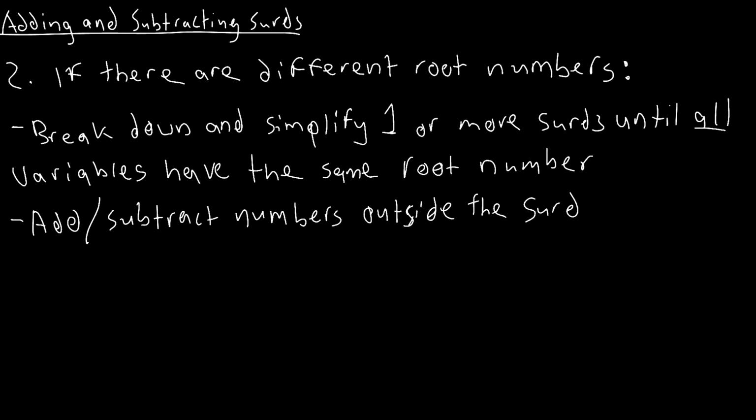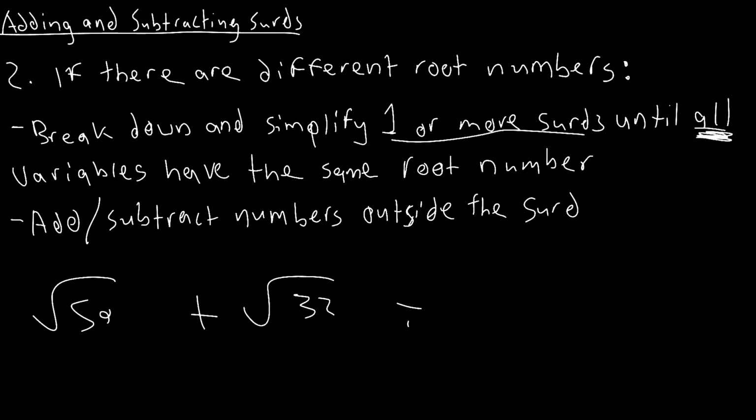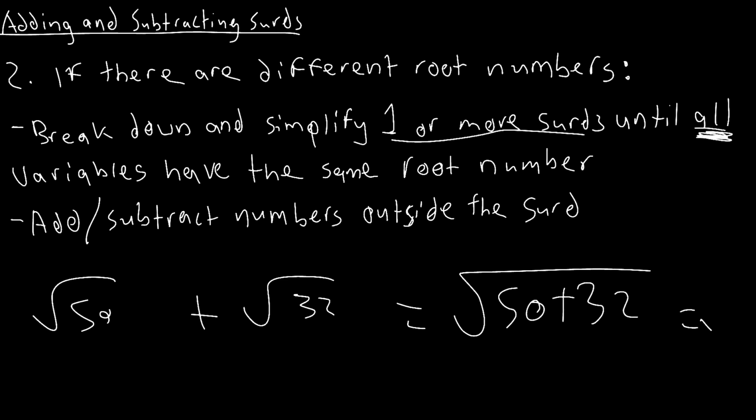So, if there are different root numbers, we would have to firstly break down and simplify one or more surds until all variables have the same root number, and then after that we would add or subtract the numbers outside the surd. So if I have, for example, root 50 plus root 32, again, I can't just consider them as the same variable and just add root 50 plus 32, and then my answer would be root 82. This is wrong because, again, they are different variables.